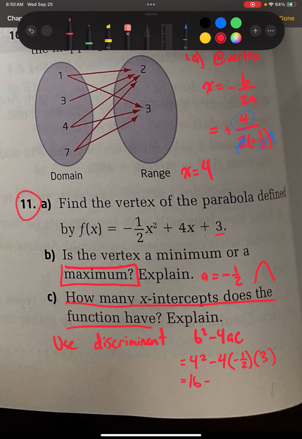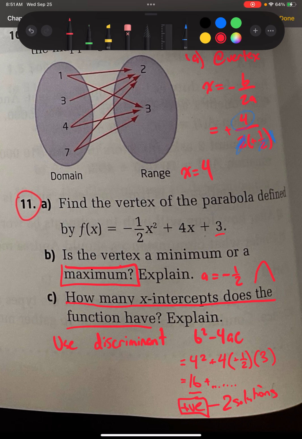Take away, oops, is it take away? It's actually going to be plus. Anyway, whatever this number is, I have a positive plus a positive. It's going to be positive. I'm going to go ahead and solve it anyway, but because it's positive, it means I have 2 solutions. And you don't have to explain it any more than that. If the discriminant is positive, you have 2 solutions. But that's fine. Let's go ahead and solve this.